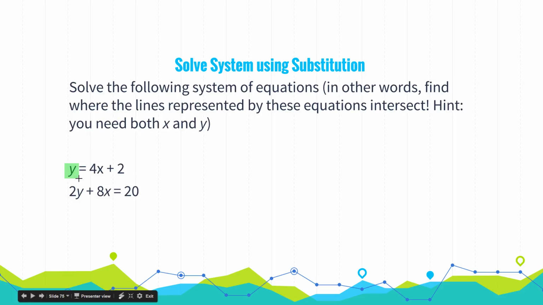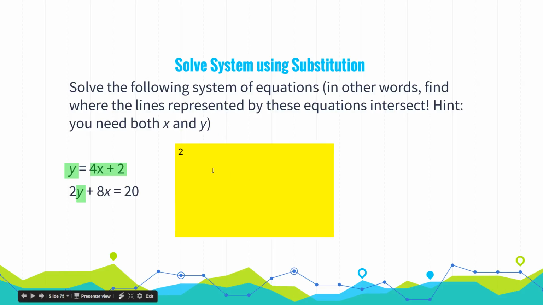Y is already alone, which means everything that it equals, 4x plus 2, can be substituted or take the place of the y variable in the other equation. All of these values equal each other. They're the exact same thing. So I'm going to take this 4x plus 2 and plug it in, or substitute it, for the y variable in the other equation. And then we're going to solve that.